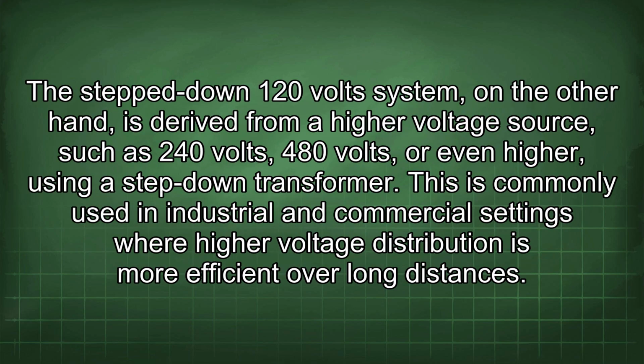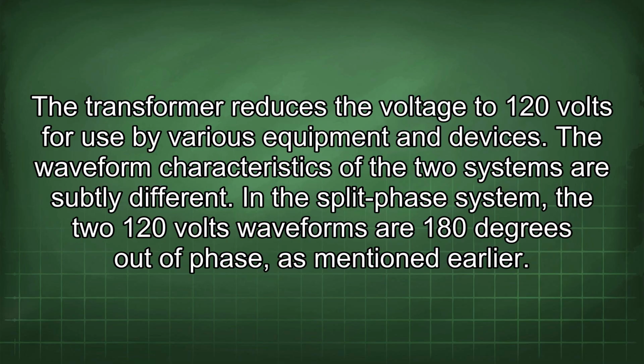The step-down 120 volt system, on the other hand, is derived from a higher voltage source such as 240 volts, 480 volts, or even higher, using a step-down transformer. This is commonly used in industrial and commercial settings where higher voltage distribution is more efficient over long distances. The transformer reduces the voltage to 120 volts for use by various equipment and devices.